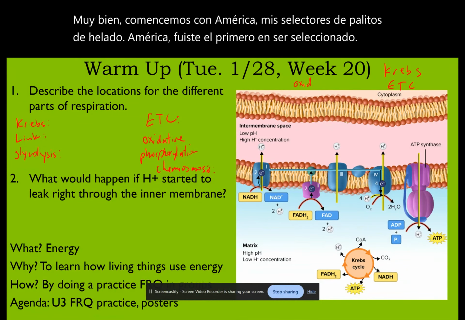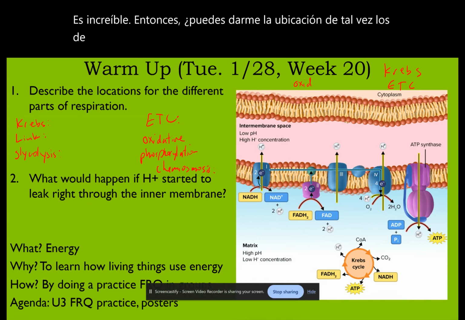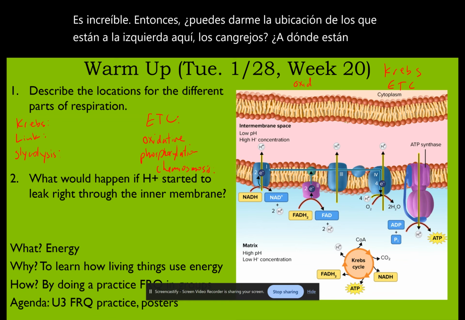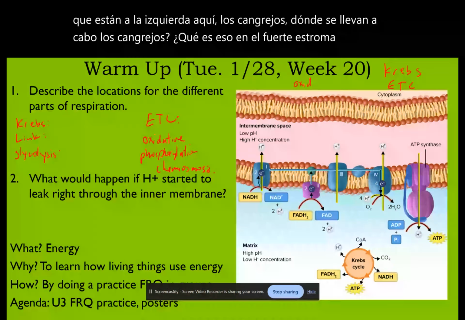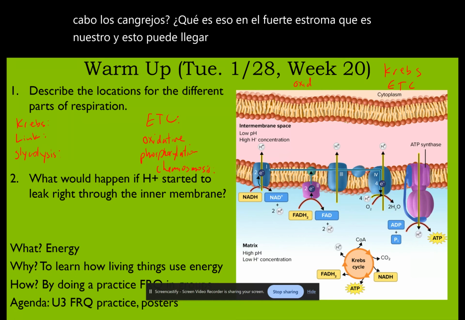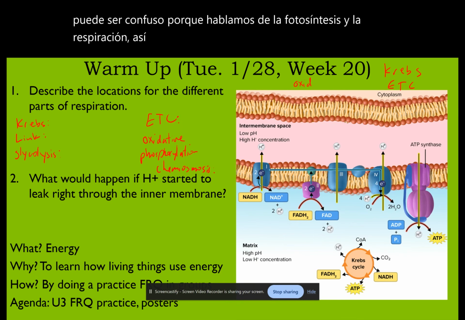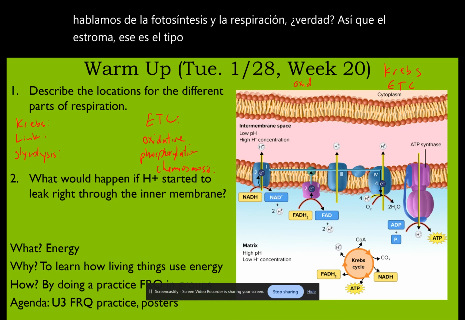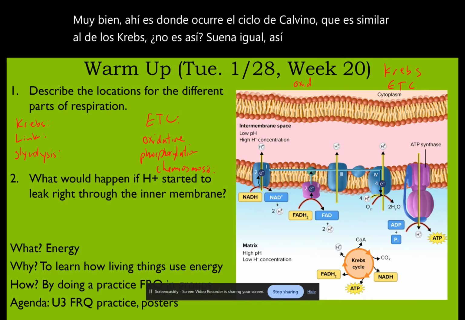So, can you give me the location of maybe the ones on the left here? The Krebs, where does the Krebs take place? What's that? In the stroma. So stroma, and this can get confusing because we talked about photosynthesis and respiration, right? So the stroma, that's the fluid inside the chloroplast. That's where the Calvin cycle happens, which is similar to the Krebs, isn't it? It kind of sounds the same, so I can see how that gets mixed up.